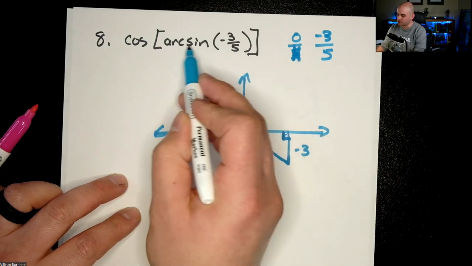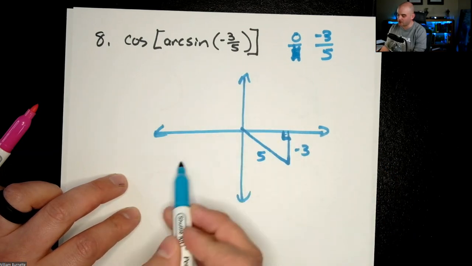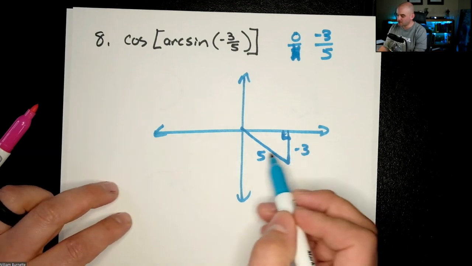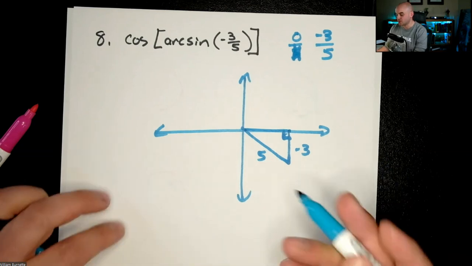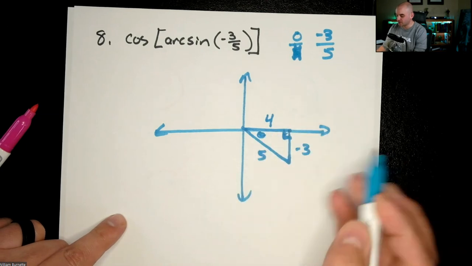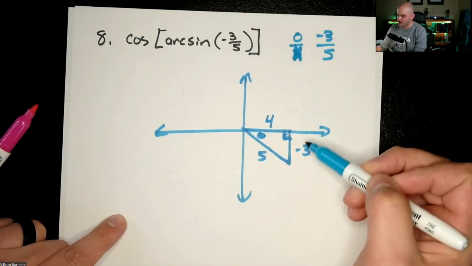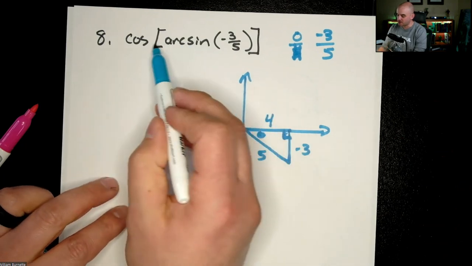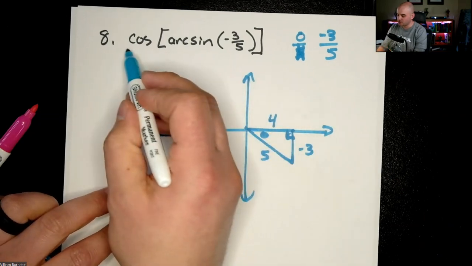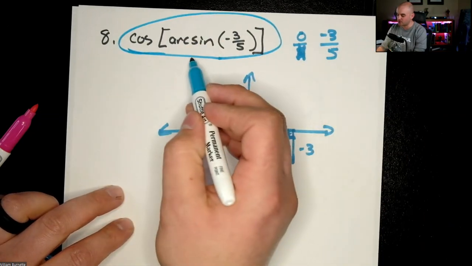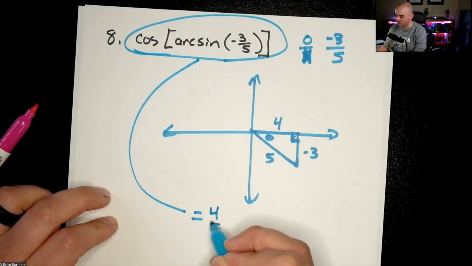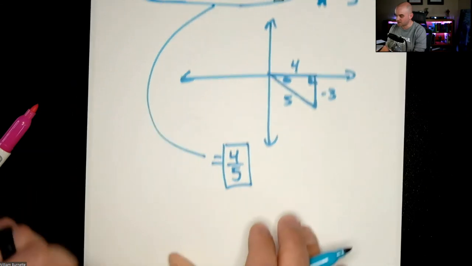And because we restricted the domain, that tells me it's not going to be this triangle over here, which could also be -3/5. And then I need to figure out this adjacent side. You can use Pythagoras and figure out that it is equal to 4. And so this is the theta that makes the sine -3/5. Now I'm going to take that theta and figure out the cosine. Cosine is adjacent over hypotenuse, so the cosine of all this mess is going to equal 4/5. And that's my answer there.